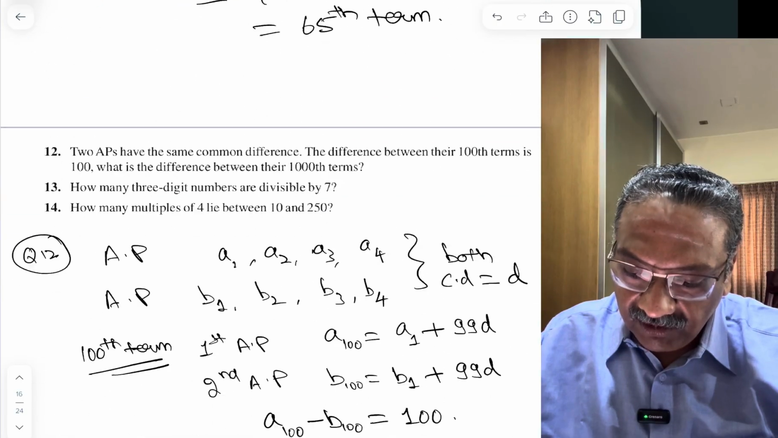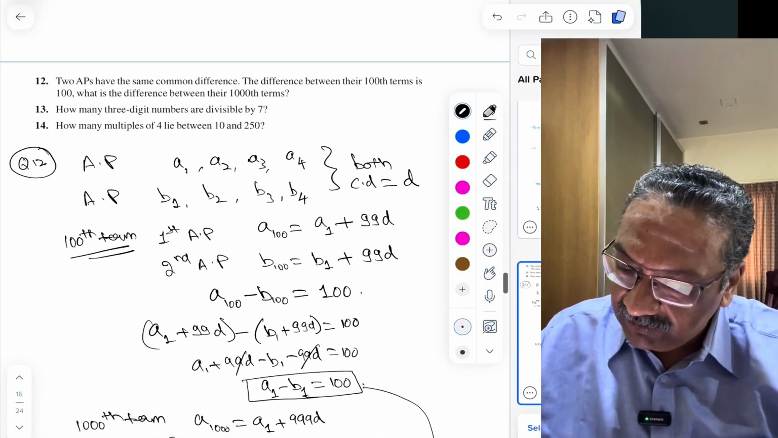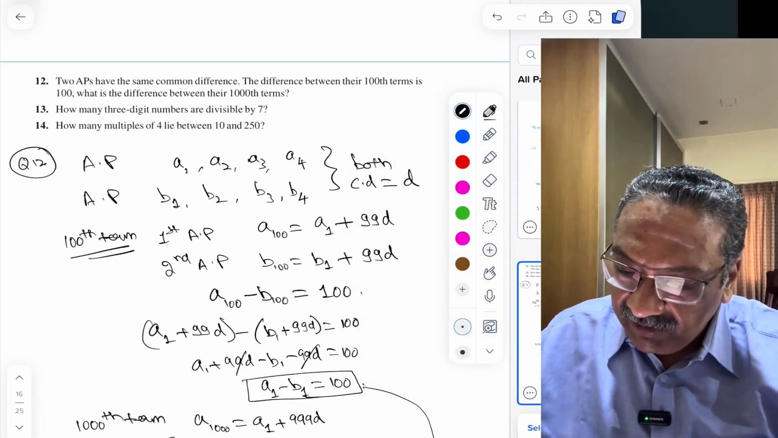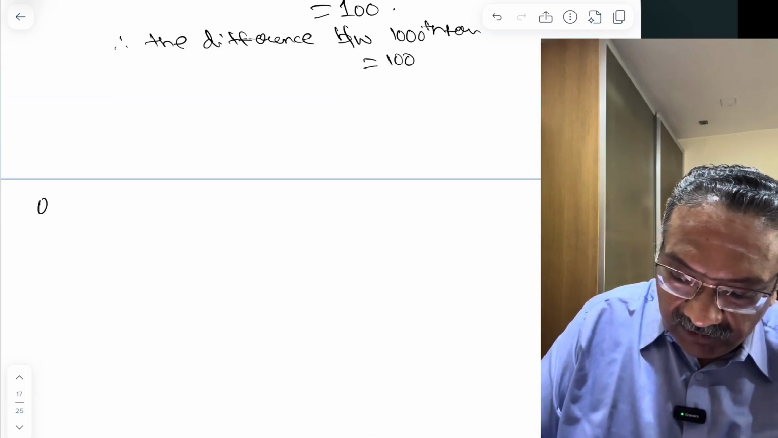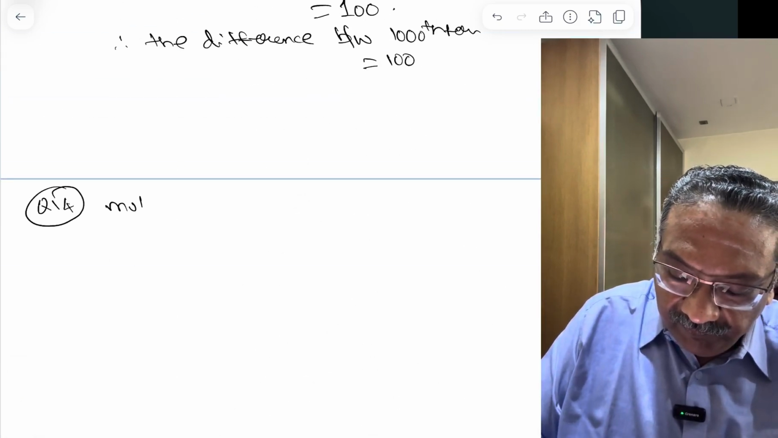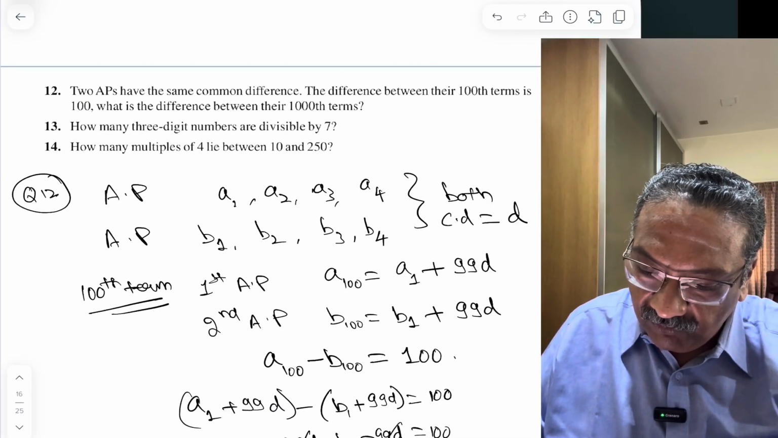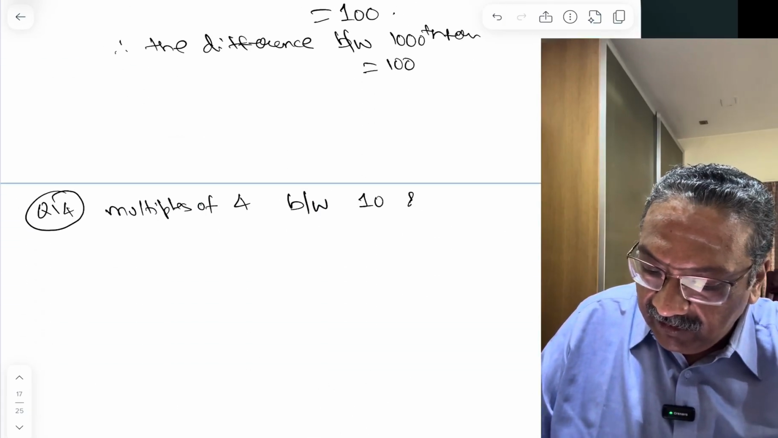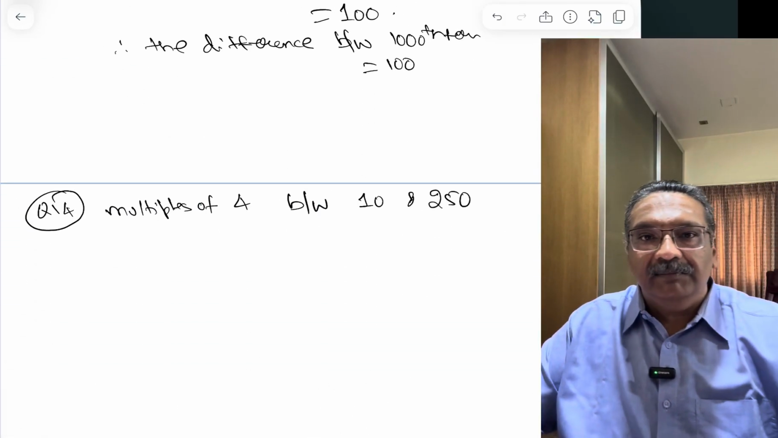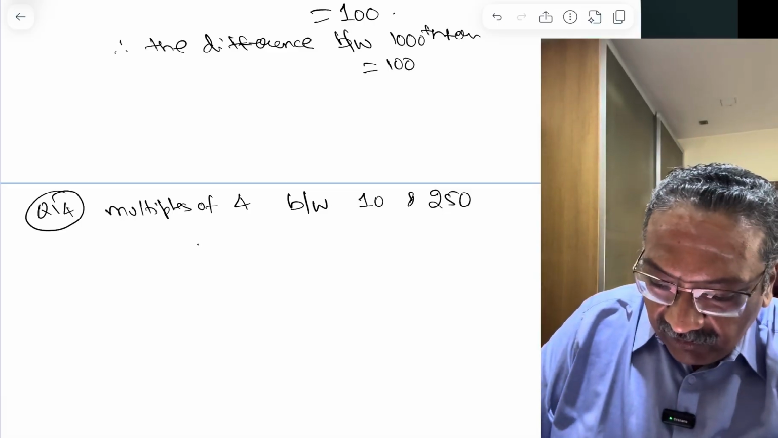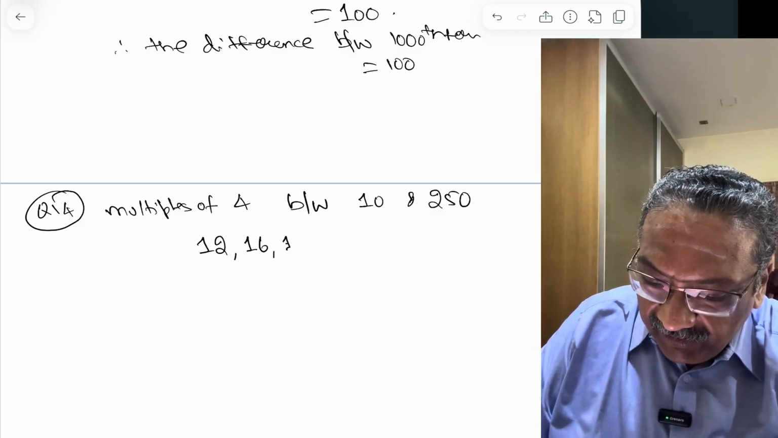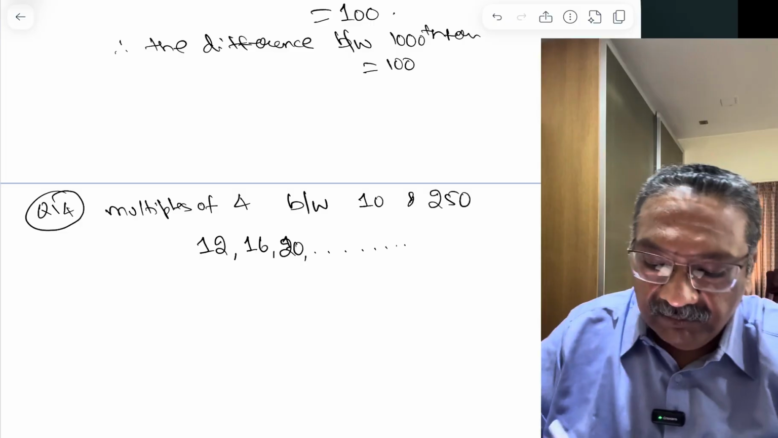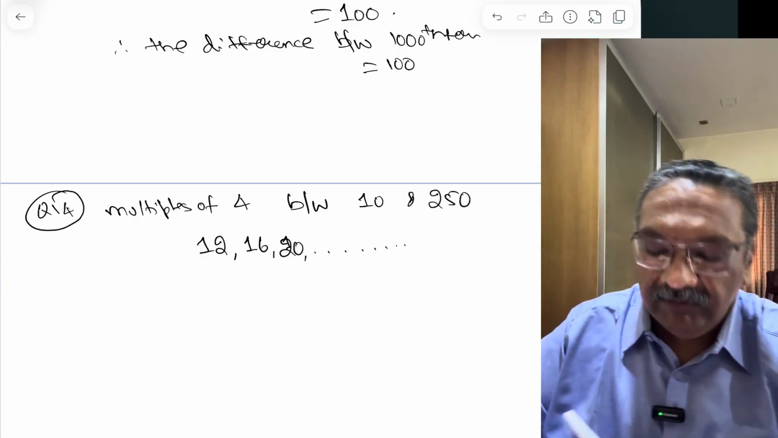Let's come to the next question. How many multiples of 4 lie between 10 and 250? Very similar question. So what is the first multiple after 10? It will be 12. The next number will be 16, the next number will be 20, and so on. What will be the last multiple of 4 up to 250? We will consider 250 also.